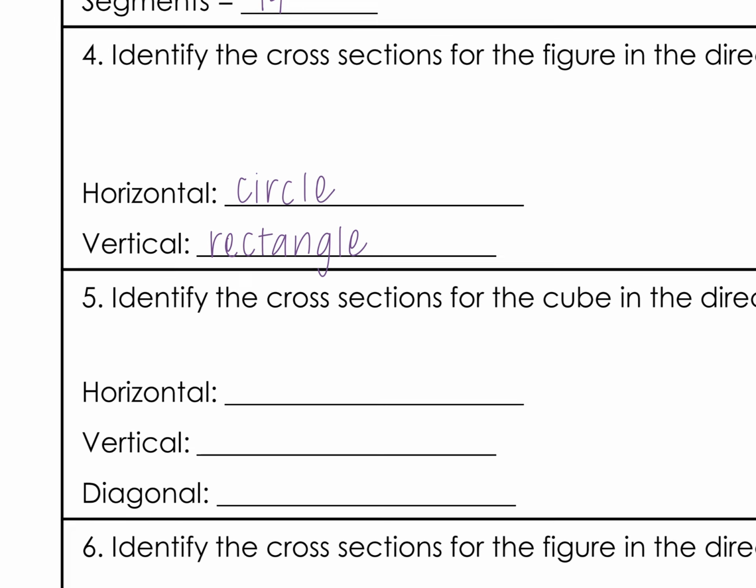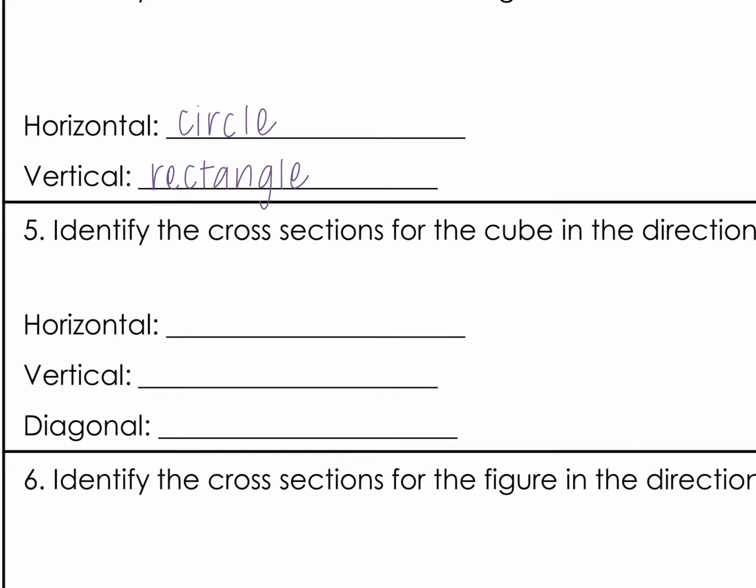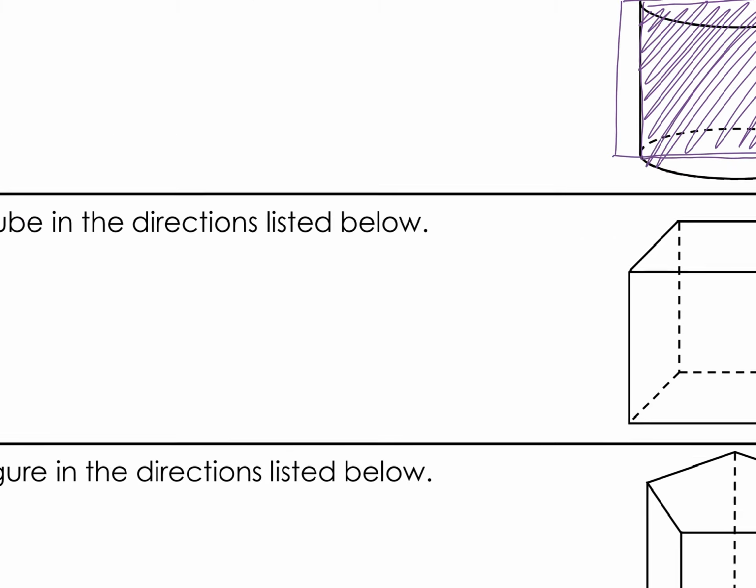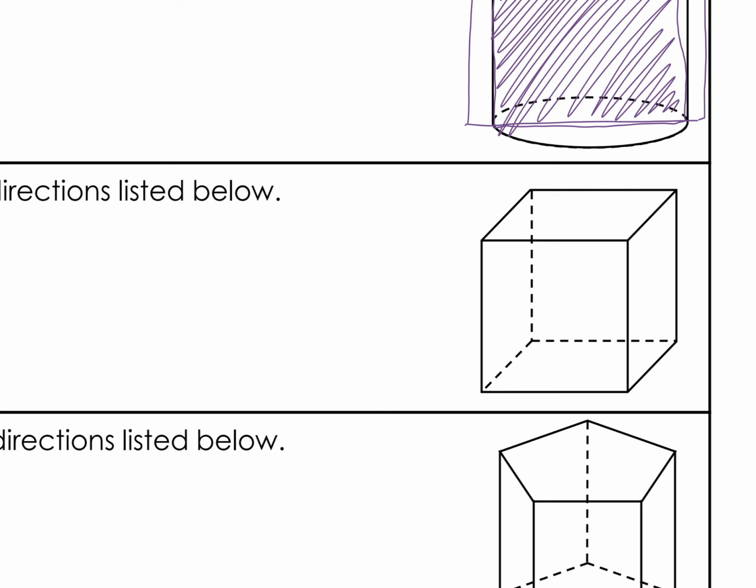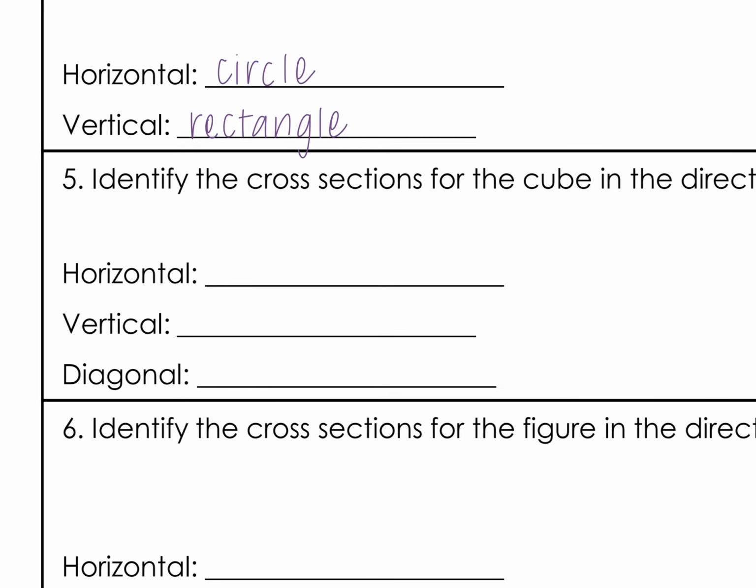All right, so moving on to number 5, we have identify the cross section for the cube in the directions listed below. So let me see what we had first. We have horizontally, vertically, and then diagonally. So once again, using that same idea, we've got our horizontally. So if I were to draw a plane through here, running horizontally, like I said, use the bases or the faces that you see that run parallel to that to help you identify that shape. Well, this is a cube. They did mention that. And so since this is a cube, we know that all of my faces should be a square. So my answer is just going to be a square.